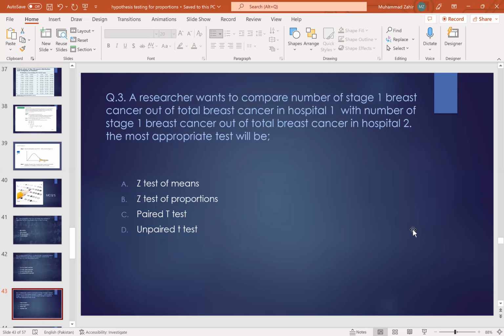A. Z test of mean. No, second one, Z test of proportion, because it wants to compare the numbers, percentage basically. So B is the correct option.